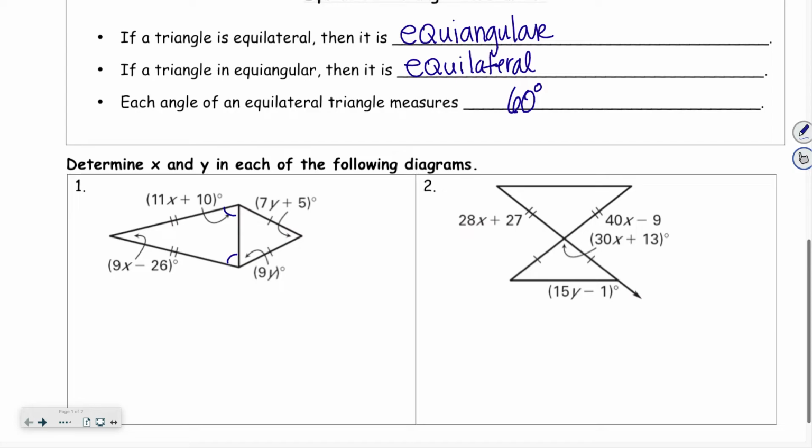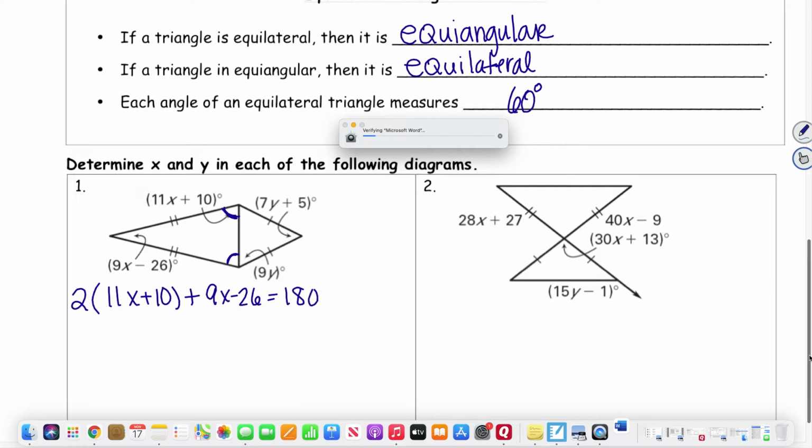Subtract it. So it's equal to 180. It's gonna be 22x plus 20. So we need two of those, right? Plus 9x minus 26 equals what? 180. Why do you need two? Because there's two of them. One's right there and one's right there. Oh, I didn't see that arrow.